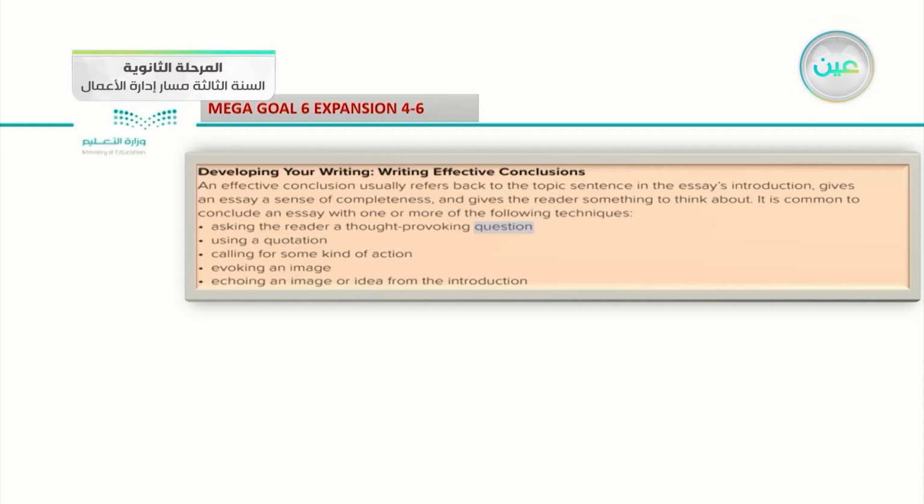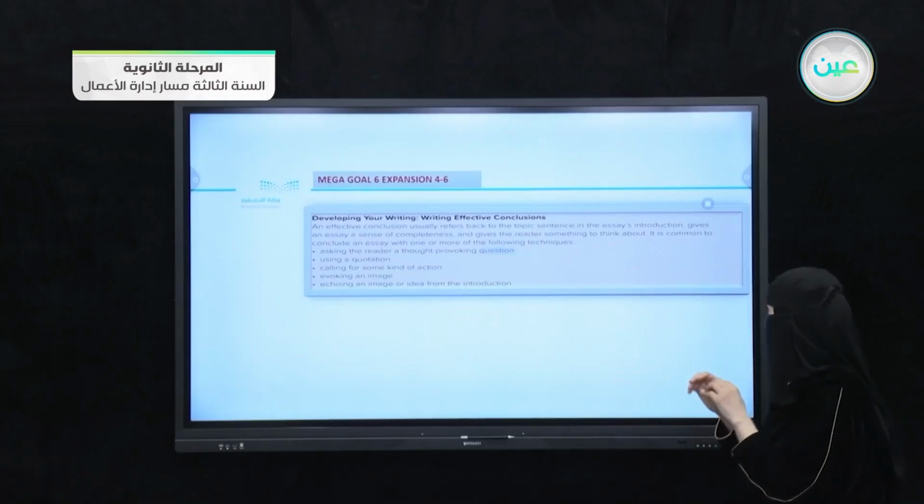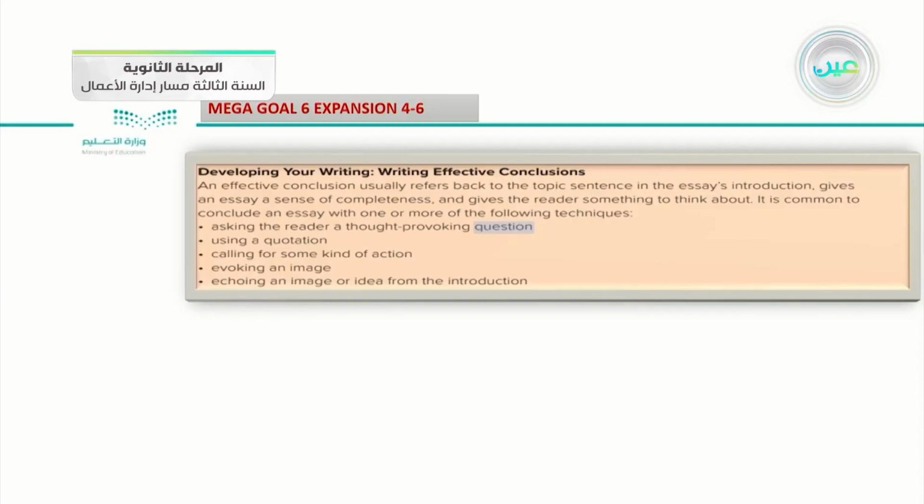An effective conclusion, as a definition, usually refers back to the topic sentence in the essay's introduction. So at the start of our conclusion, we begin with some information from the introduction of our essay and put it inside our conclusion. It gives an essay a sense of completeness and gives the reader something to think about. So from your essay, you should create a sense for your readers, and after that, you should apply some things that keep your reader excited about what you write.